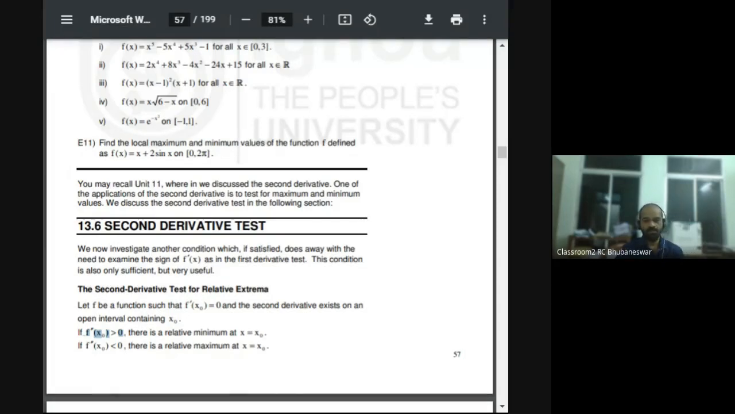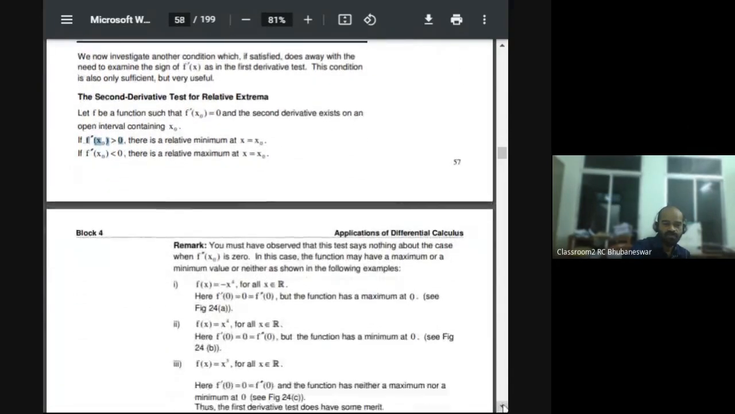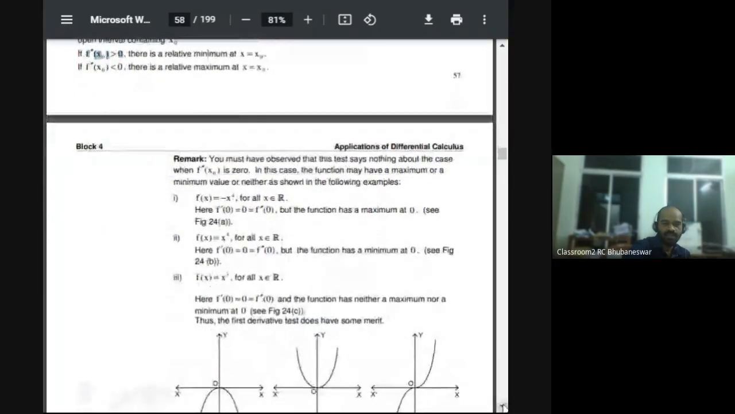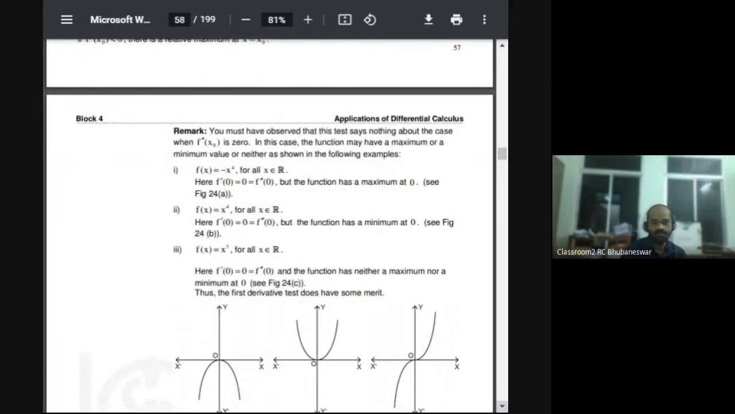And this particular process is quite simpler as compared to the first derivative test, because here we do not have to observe any sign change from left to right, but we have to just calculate the second derivative of the function at that point, and observe whether the value is positive or negative. And according to that, we can give a conclusion about the relative maximum and relative minimum of the function at that certain point.